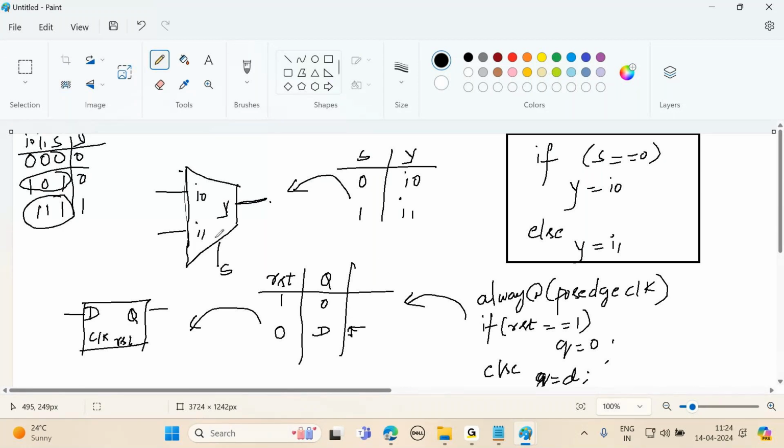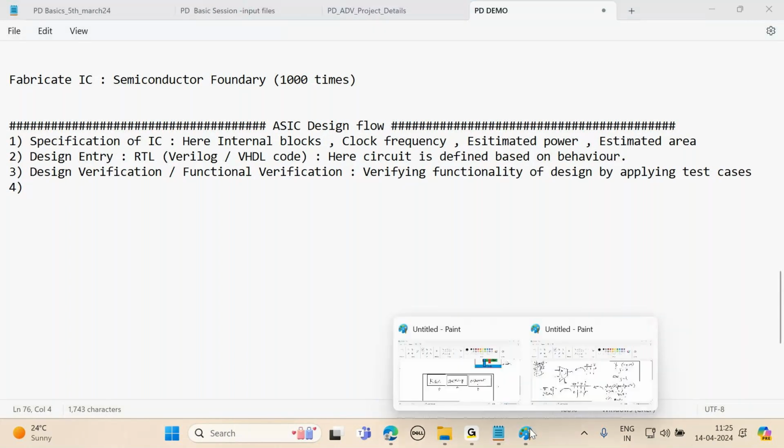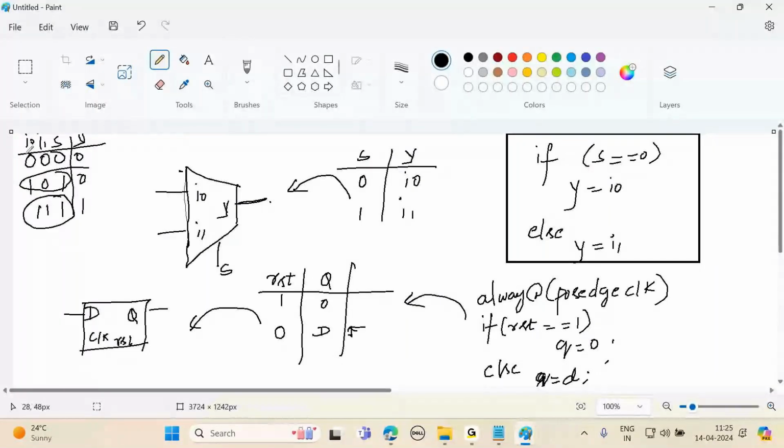That you will do in design verification or functional verification. So what is functional verification? Verifying the functionality of the design by applying test cases. This is a test case. So it is not so simple.